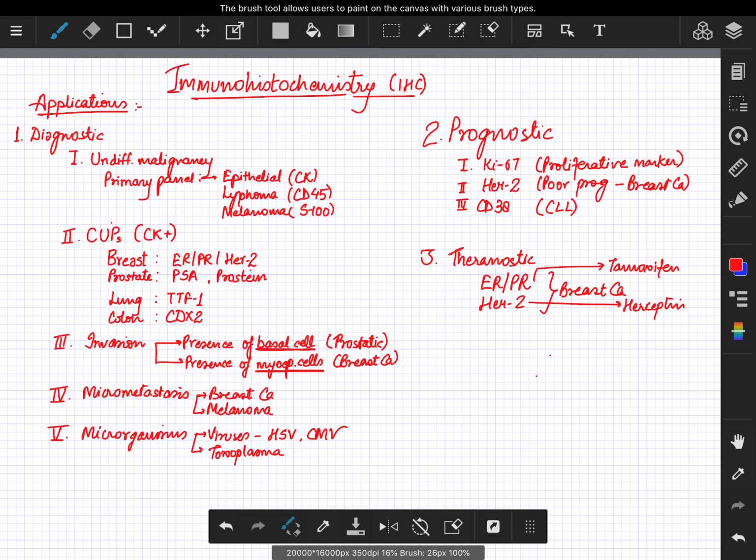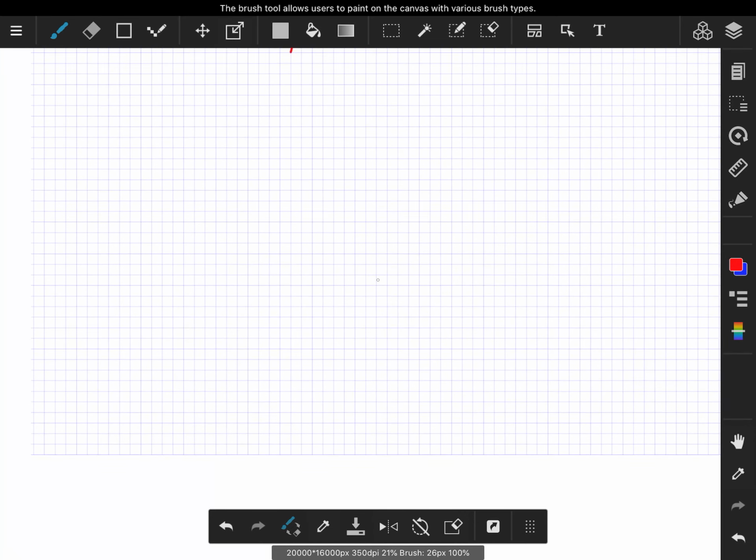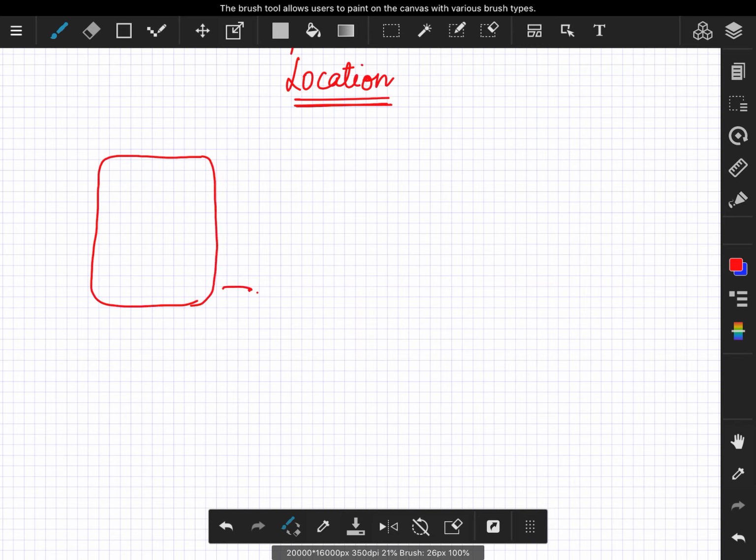Next we'll start with the location of the antigens. Where are these antigens located? Because location is something which helps in interpreting the antigen correctly. So what are the possible locations? Let me draw a hypothetical diagram. This is a cell, this is a nucleus.